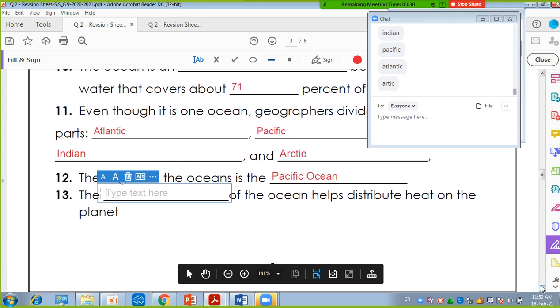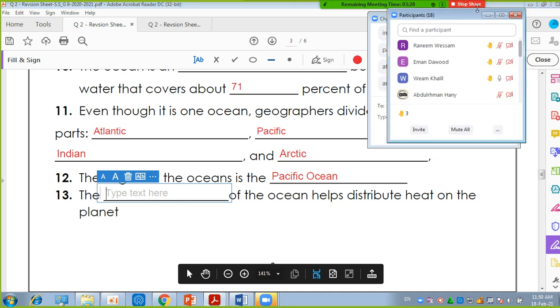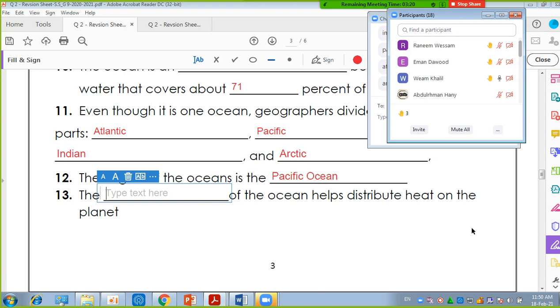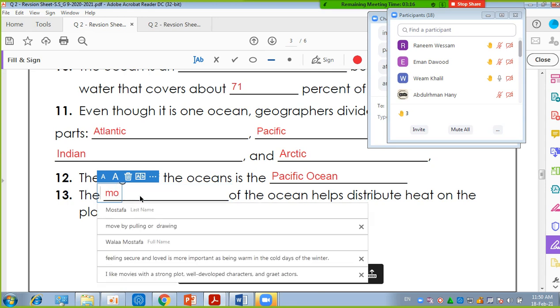Miss, can I? Who's there? Knock, knock. Who said can I? Yes, okay, 13. Motion. The motion.